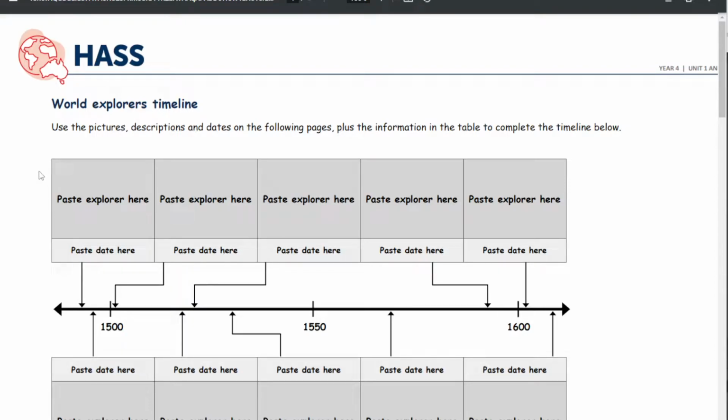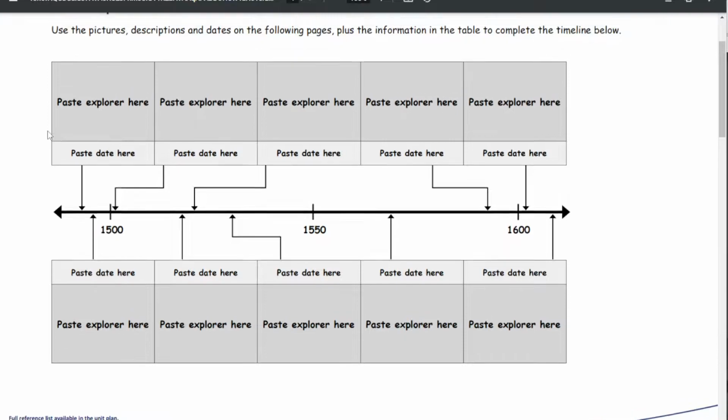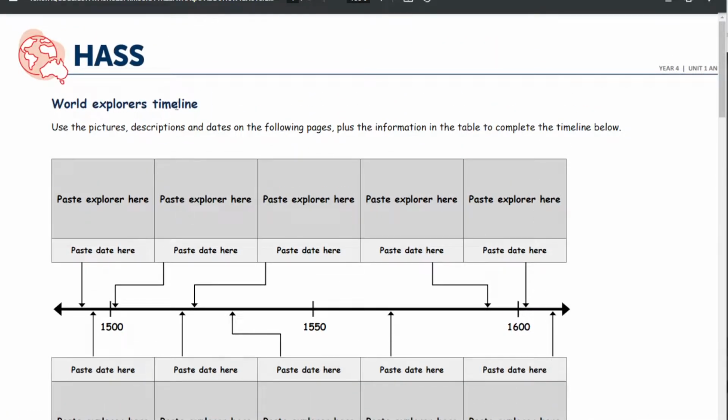Hello. For this activity, you'll be looking at the World Explorers timeline. Okay, come to me and ask for this task. All right. So I've got it printed off, ready for you to work on and cut out and glue on. Okay. So World Explorers timeline.